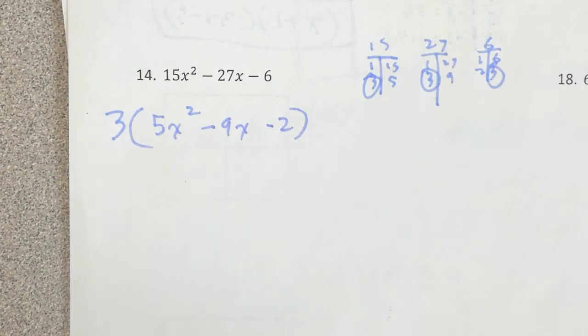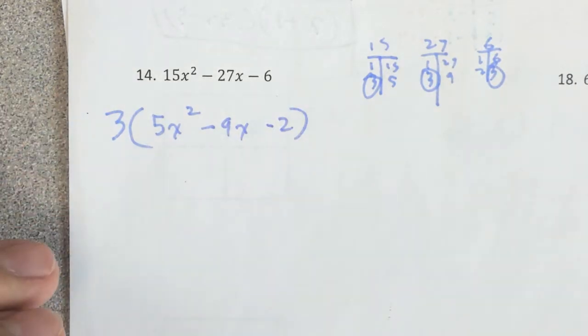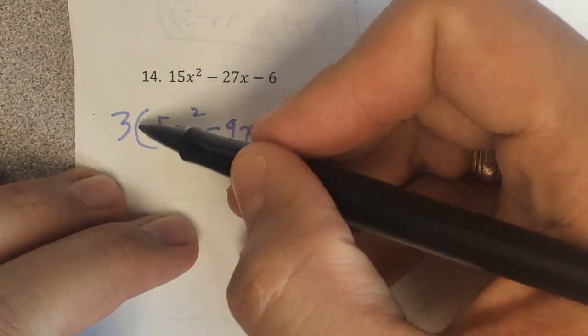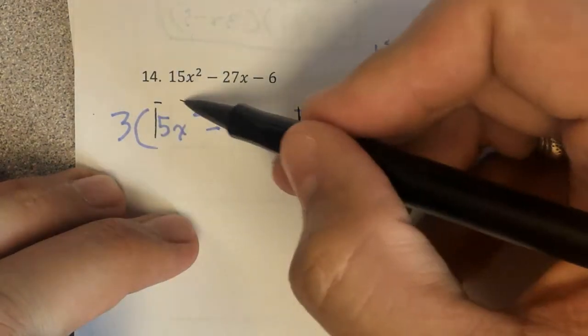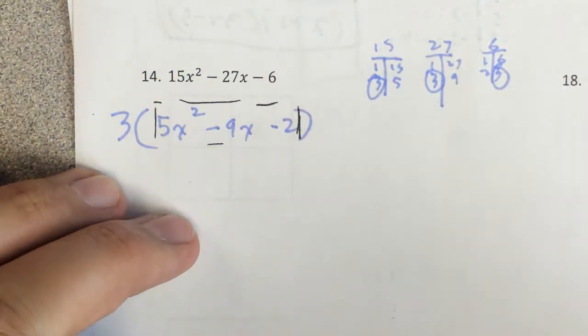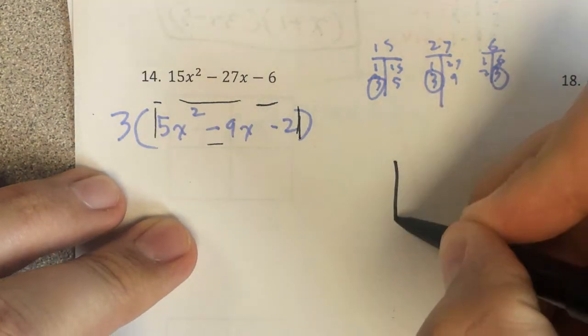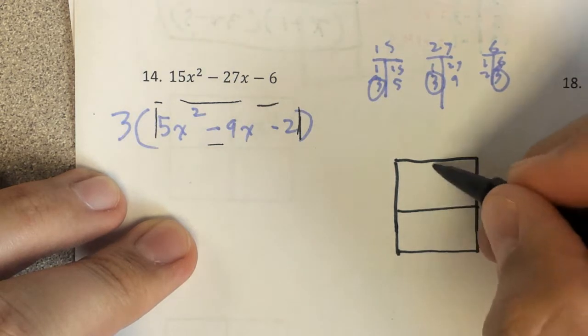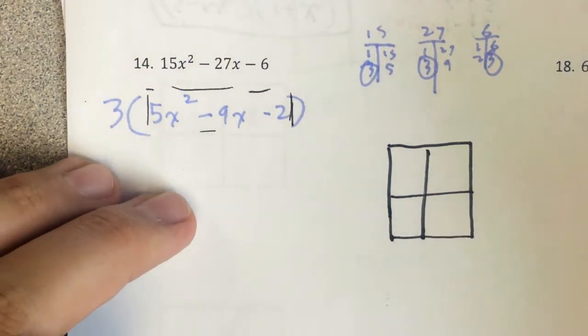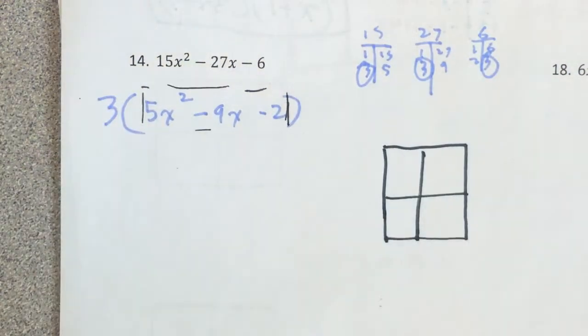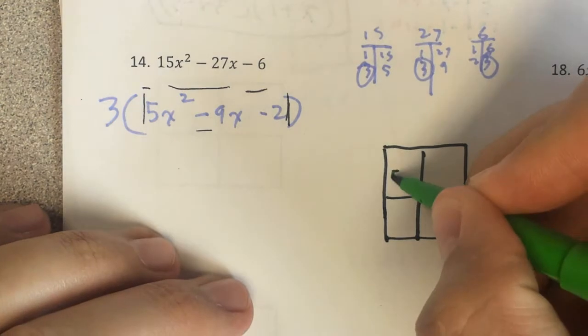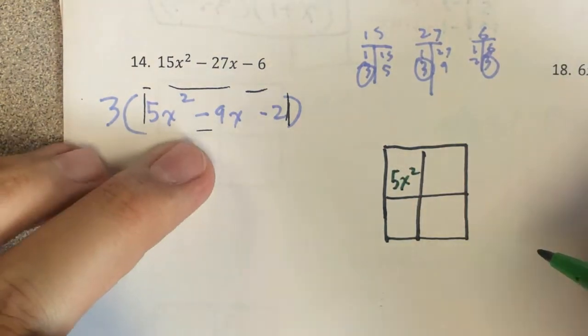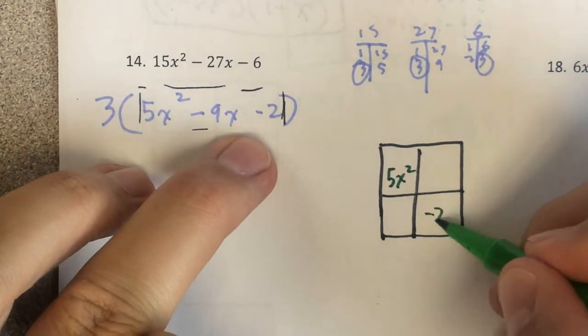Now, what we are going to do is box factor what's in the parentheses. I'm going to go over here and draw my perfect box shape. I immediately know that I can put in my top left box 5x squared, and then the bottom right will be negative 2.